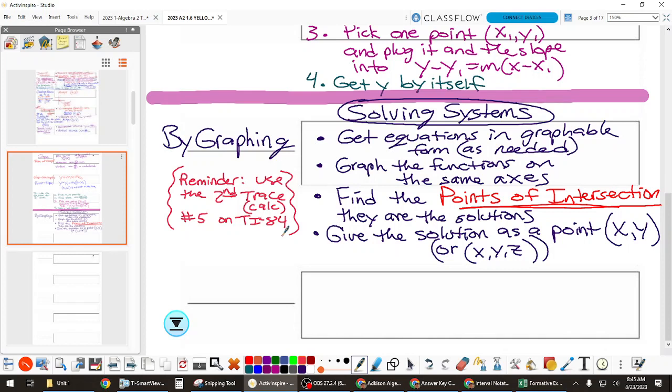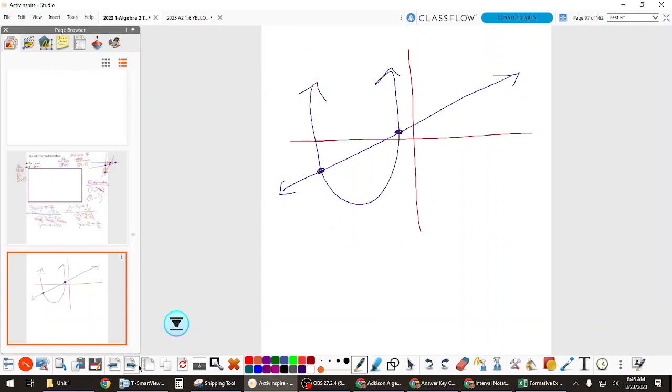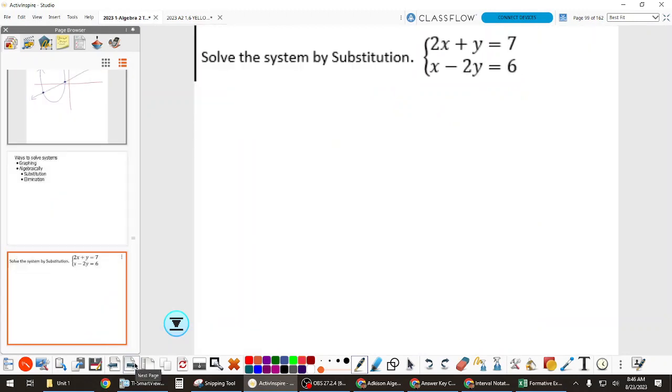Do you want to try one? You want to try graphing one on your calculator? Okay, yeah, let's do it. So go ahead and solve that one. It says by substitution, but try solving it by graphing first. If you don't have your graphing calculator, better come get graph paper.